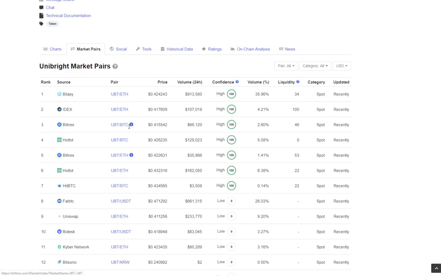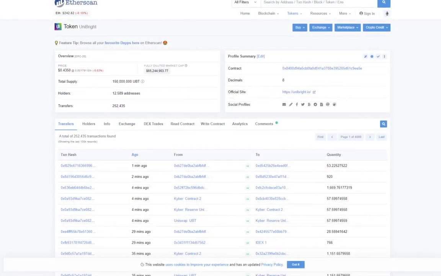BTC pair is getting a little bit, but most of it is Ethereum getting the majority of the volume, as it is an ERC20 token. And as it is an ERC20 token, we will just take a look over on Etherscan, and it does give you all the basics again of a project's total supply.